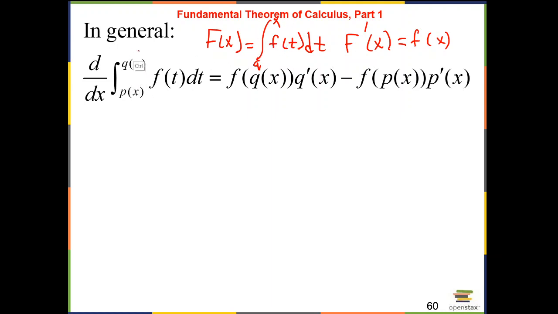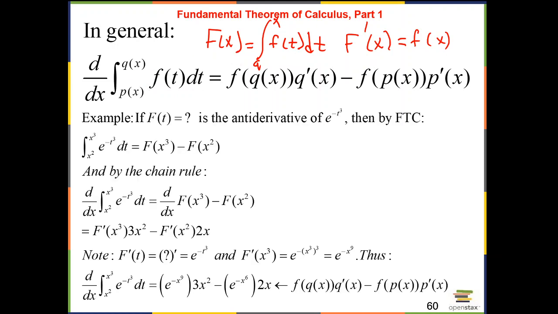What if the limits themselves are functions? If that's the case, then the derivative would be, if you put this function for t, and then put this function for t and subtract, but you have to use chain rule. So you're going to go f of q of x times q prime of x minus f of p of x times p prime of x. Now let me give you an example to make this clear.